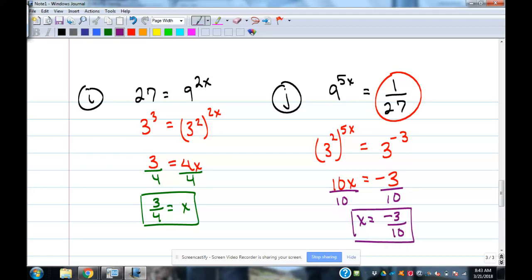x equals negative 3/10. So if you've got a fraction, you want to think, oh, I've probably got a negative exponent in there. Especially if it's 1 over a number. Think, oh, 27 is what? And then make it a negative exponent. Really an easy thing to do there.